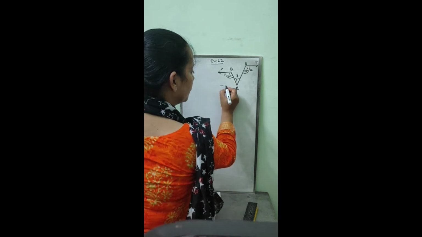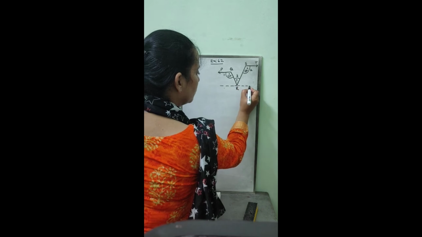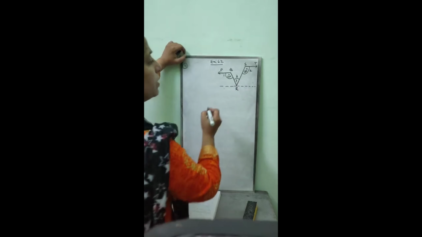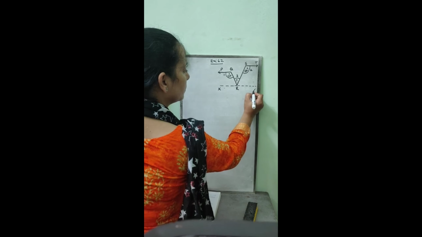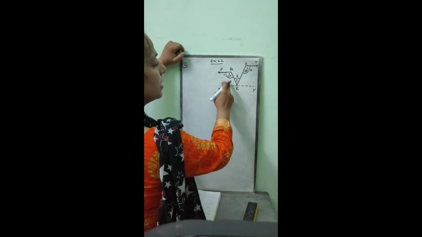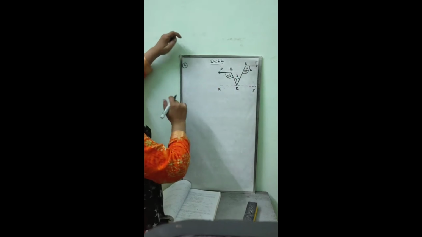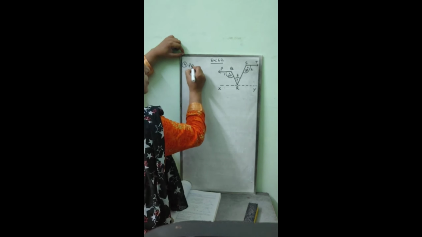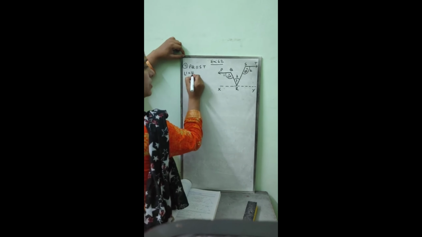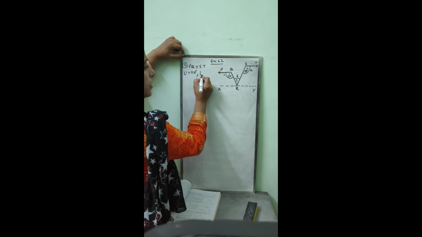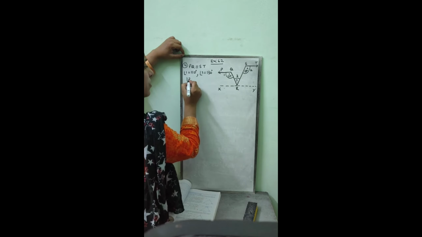See, through R, I am drawing one more line XY such that XY is parallel to PQ and SP both. PQ was parallel to SP. Angle 1 was 110. Angle 2 is 130. Question is to find angle 3.